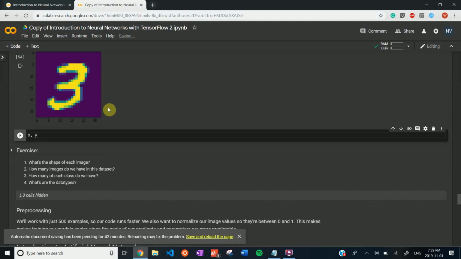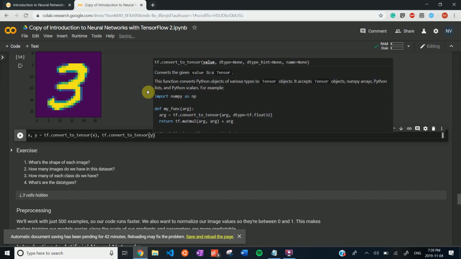One thing we're going to do now is some pre-processing. We're just going to turn these into tensors. Right now they are NumPy arrays. We want to do the tf.convert_to_tensor, and the same for y.